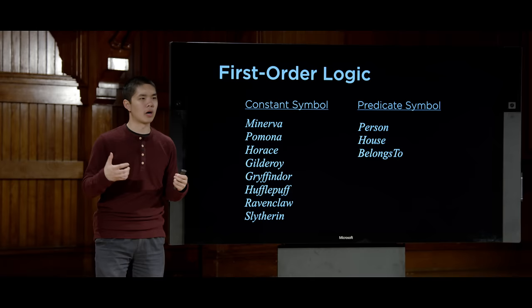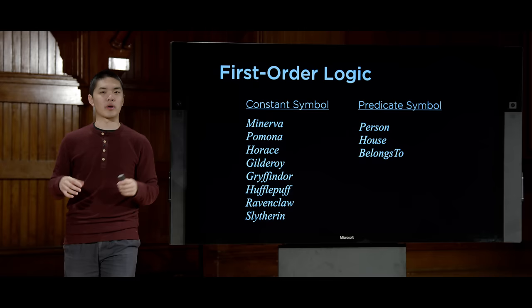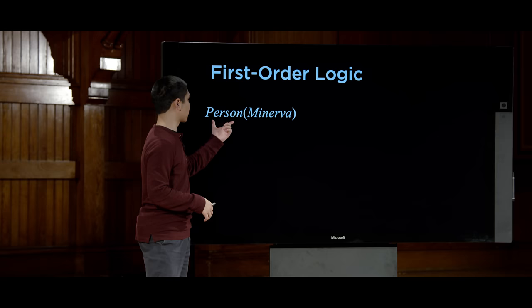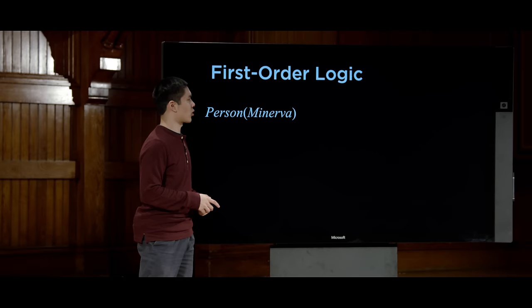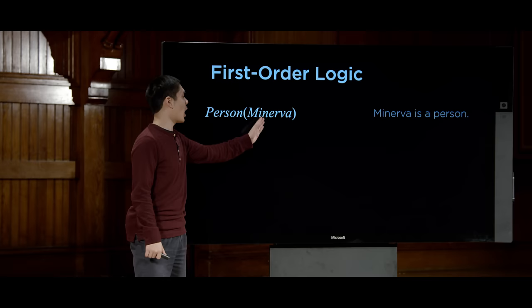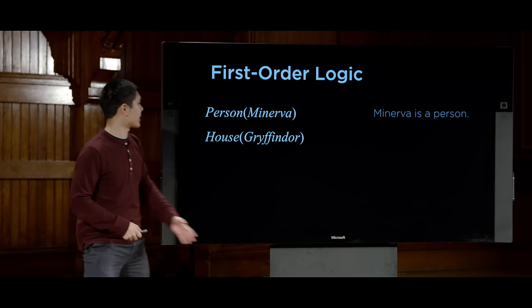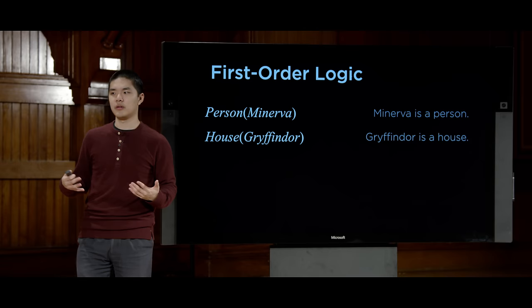So let's take a look at some examples of what a sentence in first order logic might actually look like. A sentence might look like something like this: person(Minerva), with Minerva in parentheses, and person being a predicate symbol, Minerva being a constant symbol. This sentence in first order logic effectively means Minerva is a person, or the person property applies to the Minerva object. So if I want to say something like Minerva is a person, here is how I express that idea using first order logic. Meanwhile, I can say something like house(Gryffindor) to likewise express the idea that Gryffindor is a house. I can do that this way.